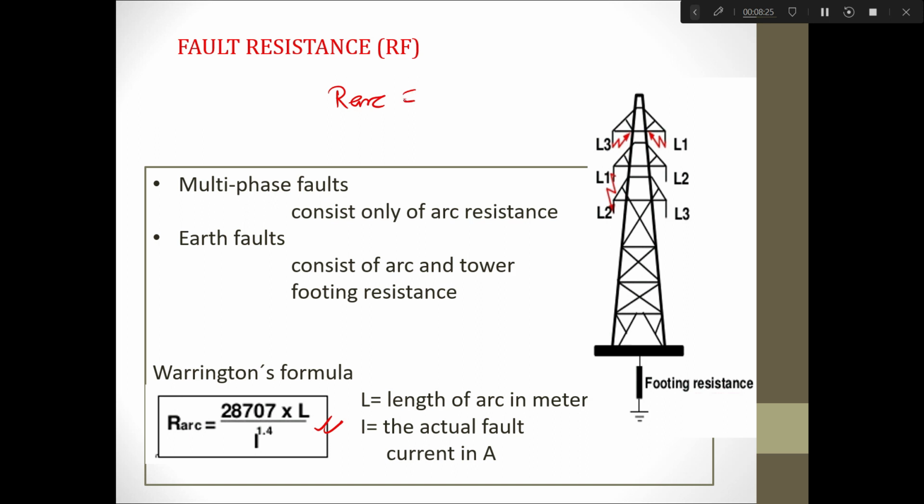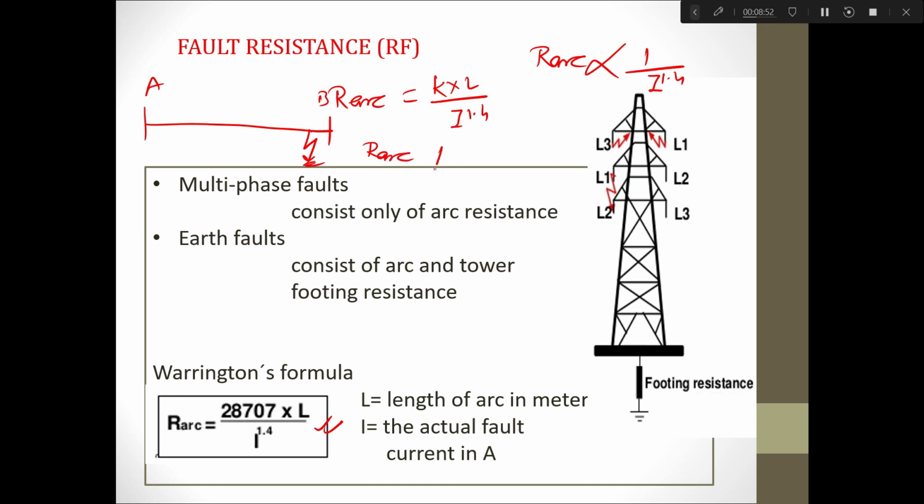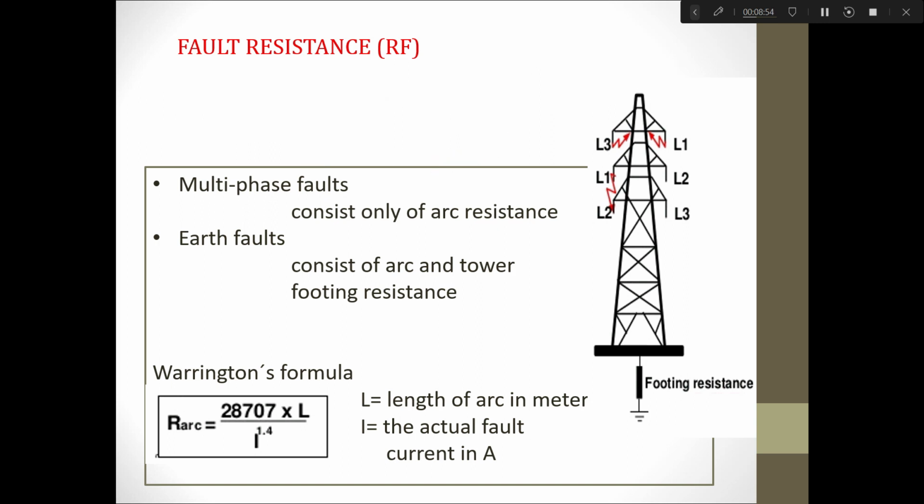This is an empirical formula for calculation of fault resistance or arc resistance. So our arc is equal to 28707 times L, which is a constant, divided by I to the power 1.4. So you can see that the arc resistance is inversely proportional to your current or actual fault current. And if you see this, if this is a transmission line AB, the minimum fault current will be for a fault which is closer to the remote bus. So when there is a fault closer to the remote bus, your arc resistance magnitude will be very high.